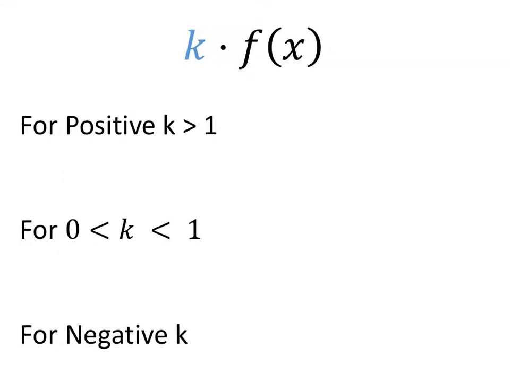When k is multiplied on the outside, it does some pretty interesting things. When k is bigger than 1, I think it's important that you know what the symbols mean. For positive k bigger than 1, this is actually a vertical stretch, which means it moves up and down, but it essentially makes it more skinny, or more narrow.